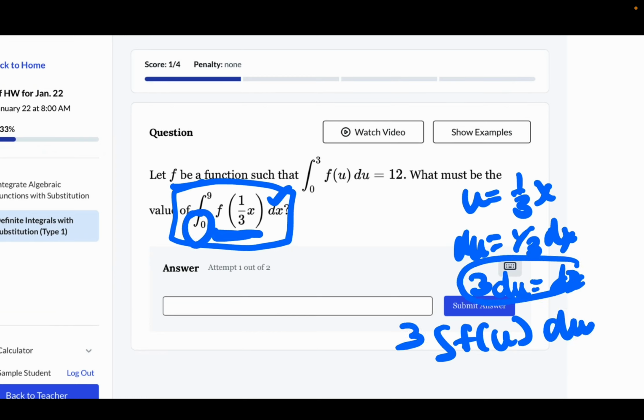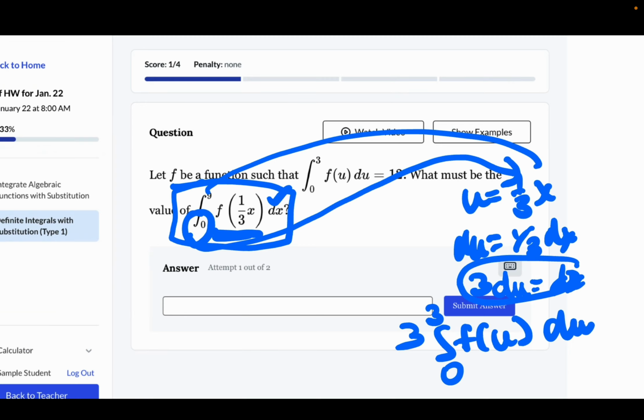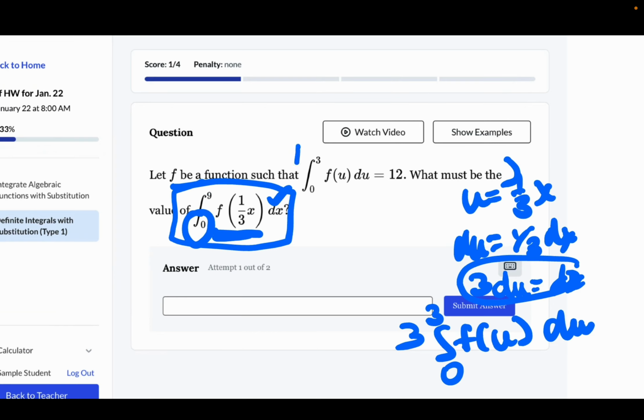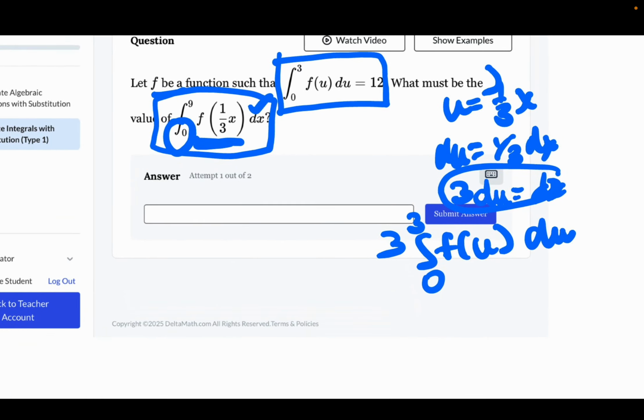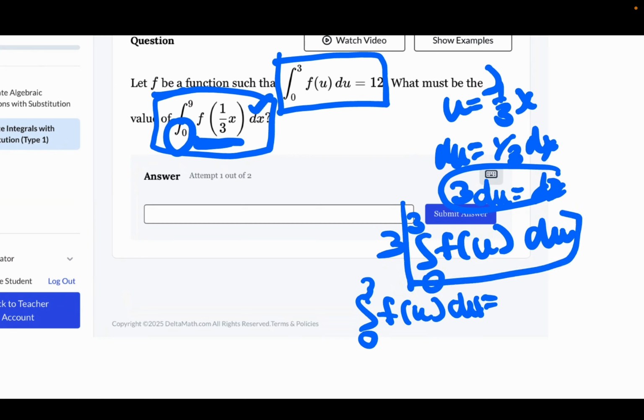And then my number's just going from 0. So if I put in 0, I get 0. And if I put in 9, I get 3. All right, now they give me a little clue. They tell me that if I took 0 to 3, it would equal 12. So I know the integral from 0 to 3 of f of u du, this whole part is equal to 12, and 3 times 12 is 36. So that gives me the value of the original function, which is right here.